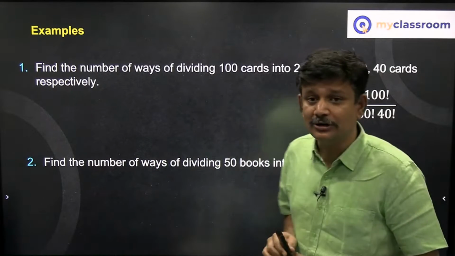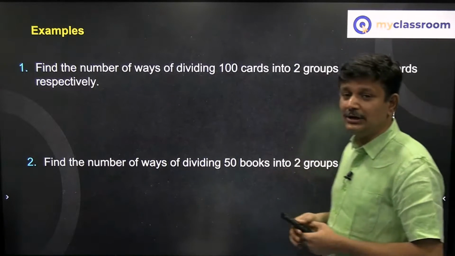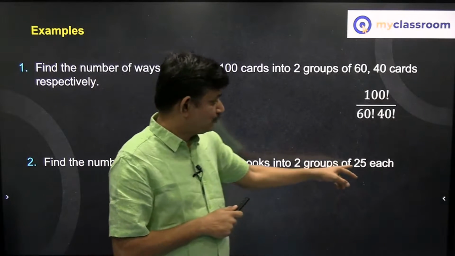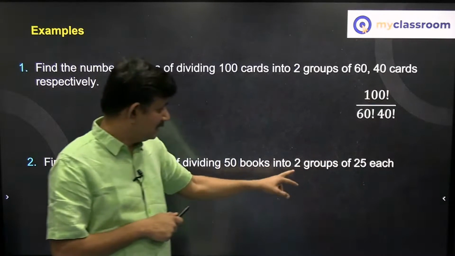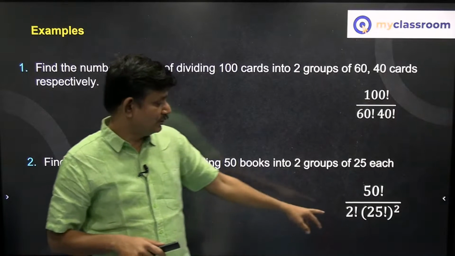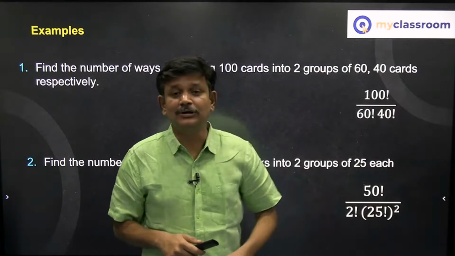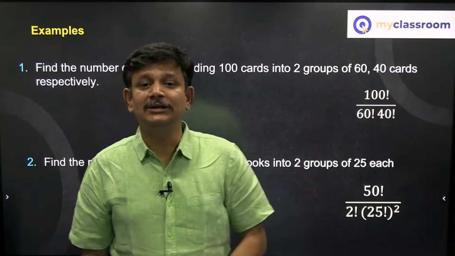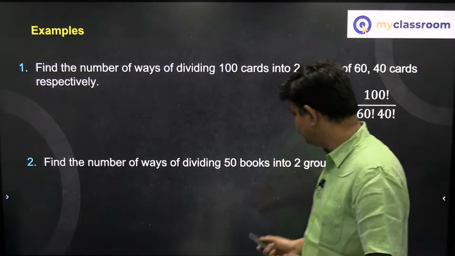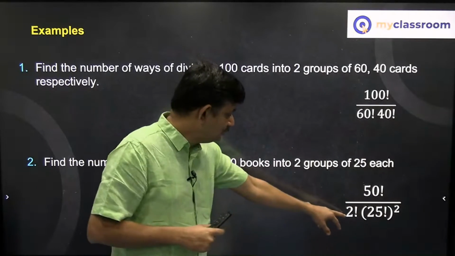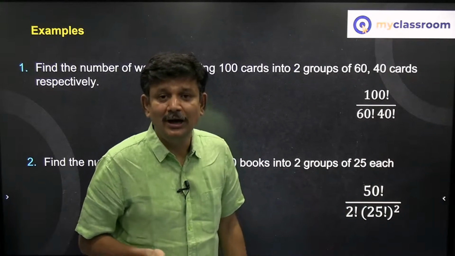So in this case, what you have to do? Divide by 2 factorial additionally. So what will be your answer? 50 factorial by 25 factorial whole square into 2 factorial in the denominator. So 50 factorial by 2 factorial into 25 factorial whole square. That will be the result. So whenever the order among the groups is not important, you have to divide by this 2 factorial additionally.